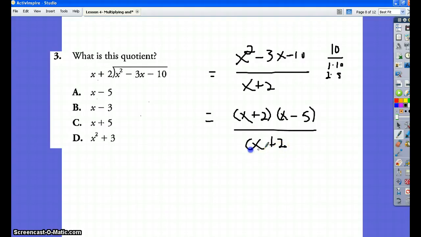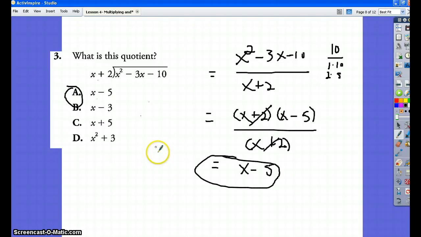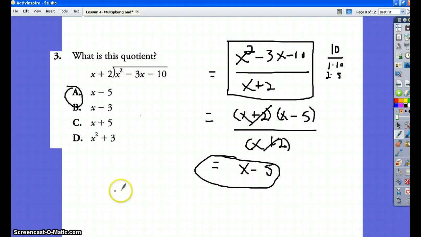So that checks. And then when it's like this, you can cancel because they're multiplied. If they were added right here, we couldn't cancel. But since they're multiplied together, we can cancel, which just leaves x minus 5. Okay, does that make sense? So if you see it like this, just set it up like this. Okay, I think that's all of them.